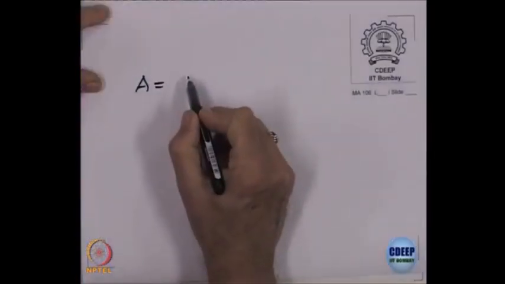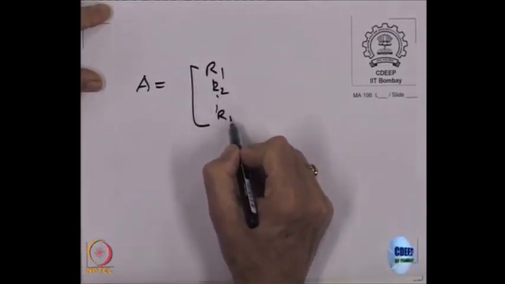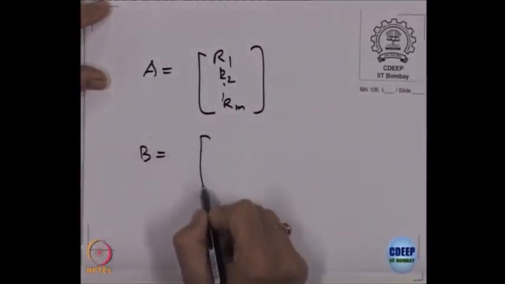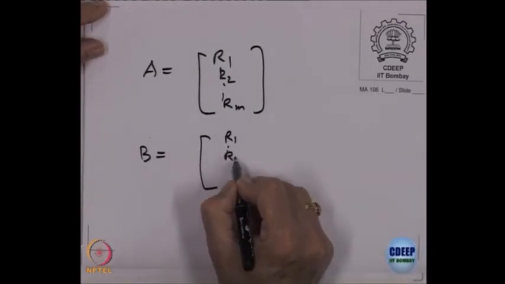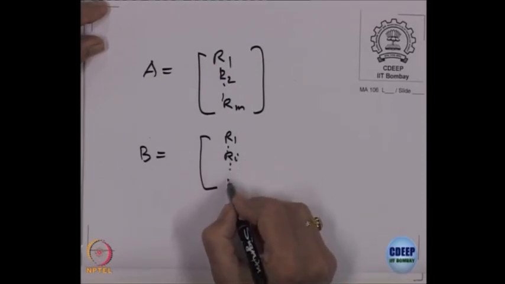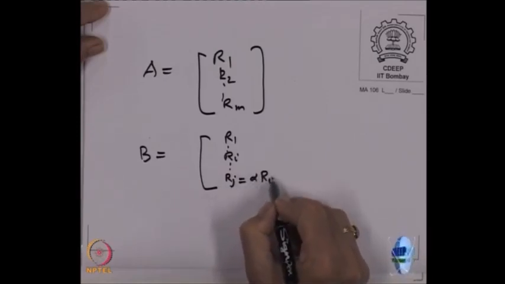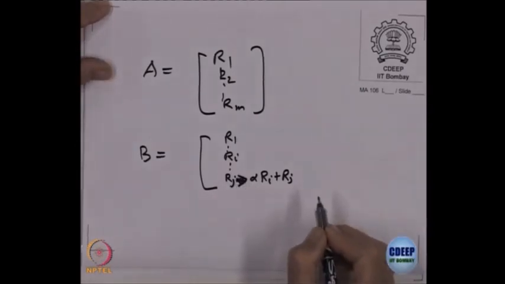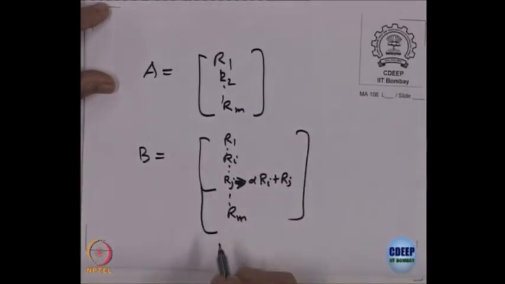Is it clear? Let us say A is equal to R1, R2, up to Rn. Now what is B? I have replaced the jth row, so R1 up to Ri is the same. In Rj what has happened? This Rj has become alpha Ri plus Rj. So I should not write equal, this has gone to this row, and the remaining is Rn. This is the new matrix B.